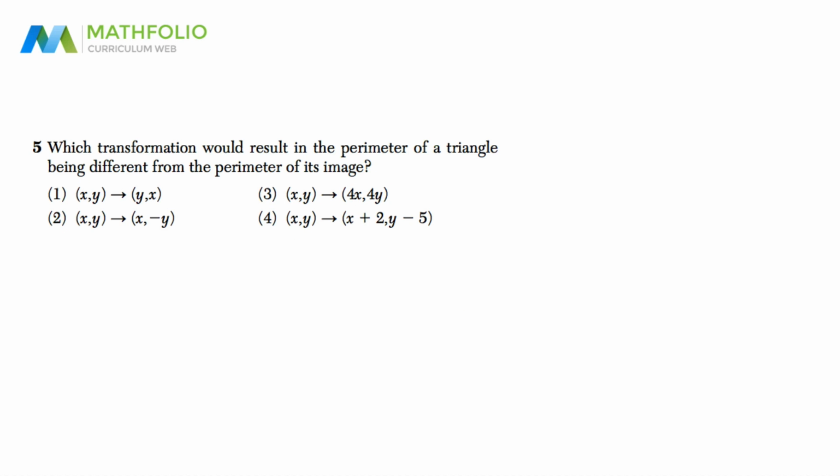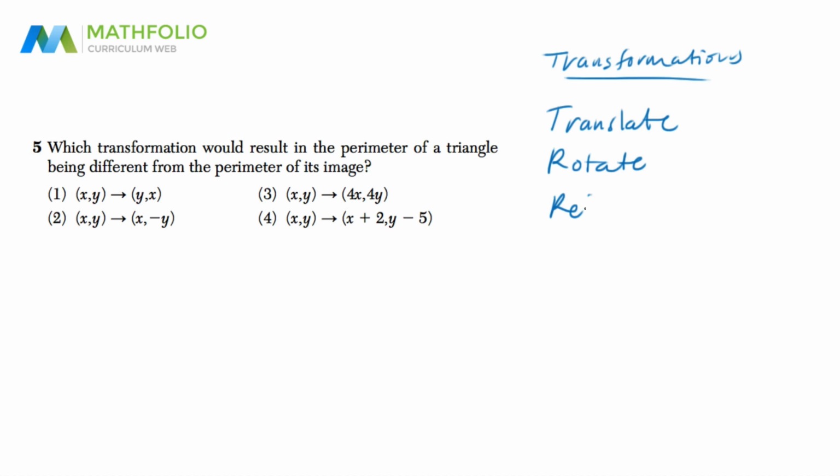Okay, so this is question number 5. It says, which transformation would result in the perimeter of a triangle being different to the perimeter of its image? Okay, so we've got to think, what types of transformation do we have? Let me write this out, transformations. There's 4 different transformations. There's the slide, which the fancy word is translate. There's the turn, rotate or rotation. There's reflect, which is a type of flip. And then there's dilate, which is the one which stretches or shrinks.